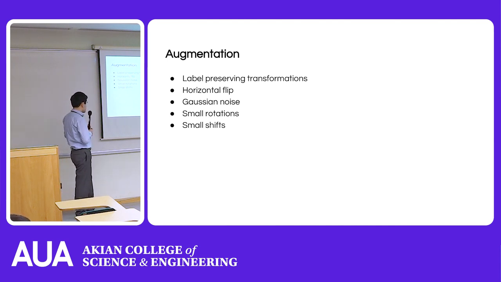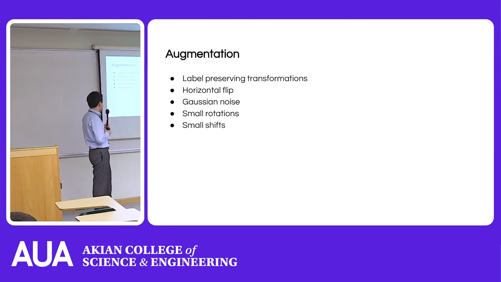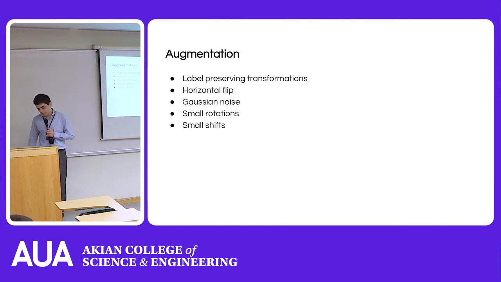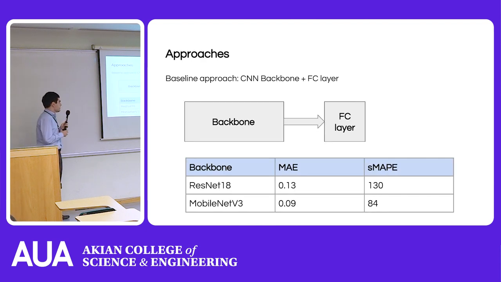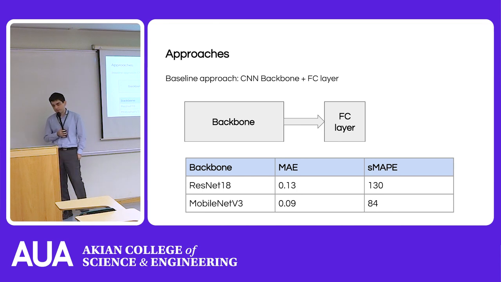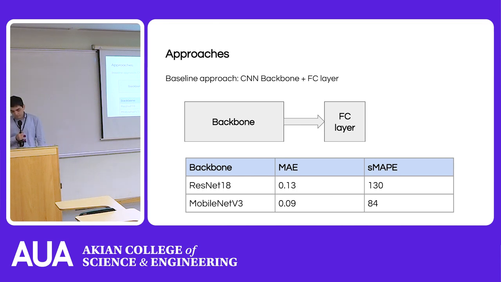For all our experiments, which follow after this slide, we use the following augmentation techniques to increase our observed data size. The first baseline approach is just to choose some backbone and add a fully connected layer at the end to get one value for the score. You can see the results presented here.